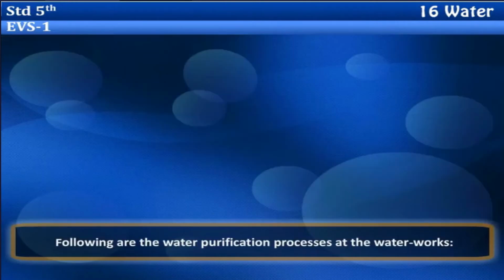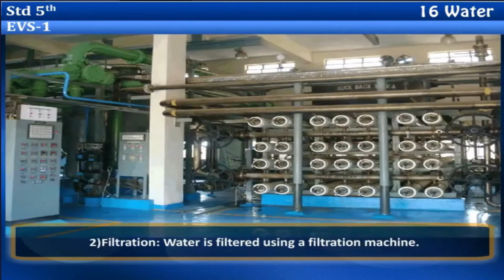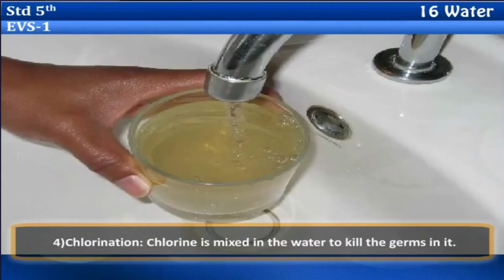Waterworks. Following are the water purification processes at the waterworks. 1. Settling. The water from the water source is allowed to stand in large tanks. Alum is also used to help the process of settling. 2. Filtration. Water is filtered using a filtration machine. 3. Oxygenation. Air and water are allowed to mix with the help of pumps. This causes oxygen from the air to dissolve in the water. 4. Chlorination. Chlorine is mixed in the water to kill the germs in it.